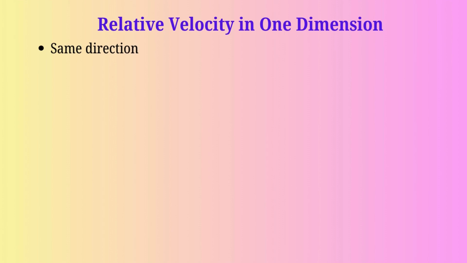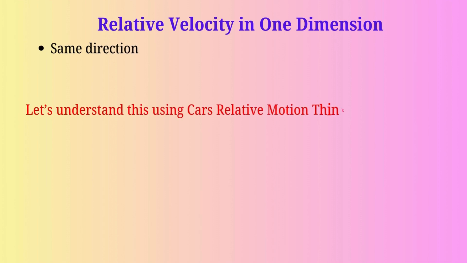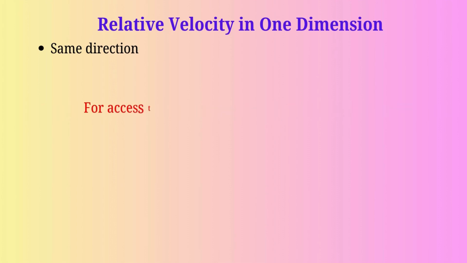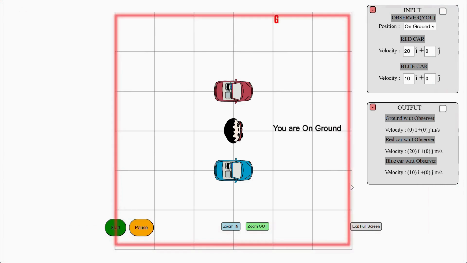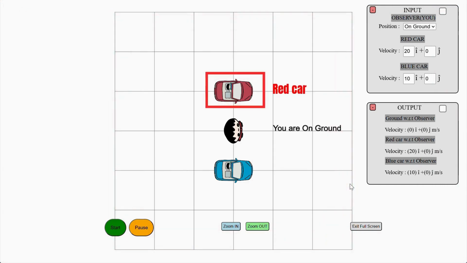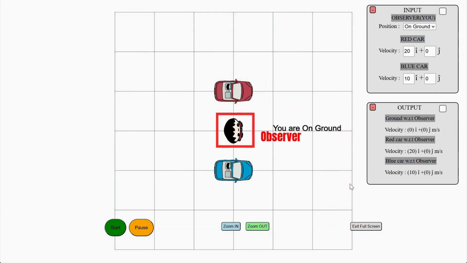Let's understand relative velocity in one dimension. First, take the case of the same direction. Let's understand this using the cars' relative motion ThinkViL simulation. To access the simulation, visit www.thinkvil.com. Now open the simulation, you will see this layout. Here, this is the ground, the red car, the observer, and the blue car.